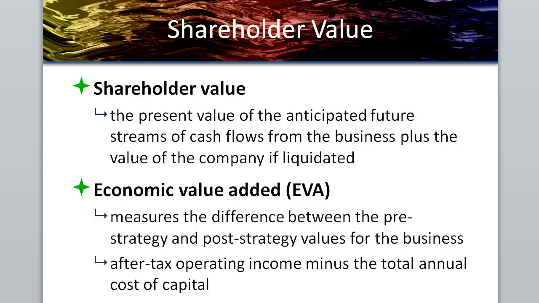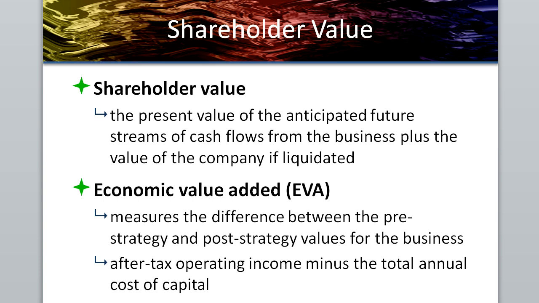Now, economic value added is something that I do cover when I teach finance, and it's a measure of the difference between pre-strategy and post-strategy values for the business. So what we're looking at is after-tax operating income minus the total annual cost of capital. So what that means is we want the after-tax operating income. So we find our operating income, subtract our taxes from it, and then on the other side we take our total cost of capital. And cost of capital, if you remember from the finance class, can be cost of equity, cost of long-term debt, cost of short-term debt, cost of preferred bonds.